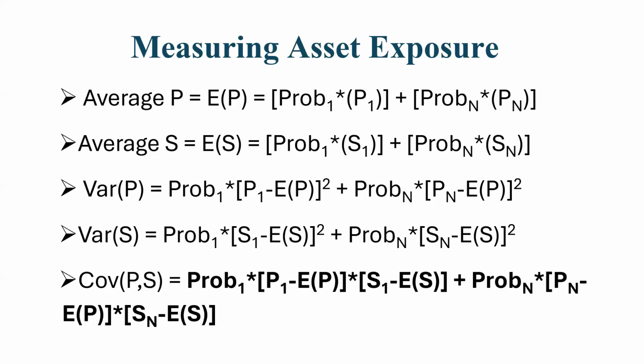Again, let's remind ourselves that covariance measures the direction of the linear relationship between P and S in this case. A positive covariance indicates that as S increases, P also tends to increase. And a negative covariance indicates that as S increases, P will tend to decrease.